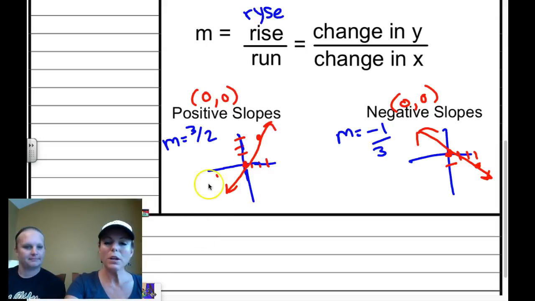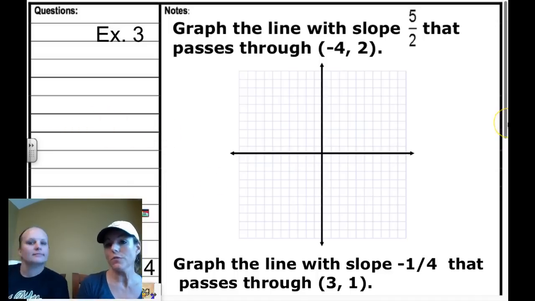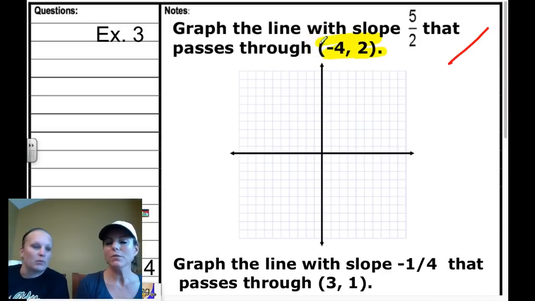Awesome. So if we go on to example 3 here, graph the line. It tells us the slope is 5/2, and it's passing through the point negative 4, 2. So right away, you should know when you see a positive slope, your graph is going to go up and to the right. So let's plot our point. Here's our point. We don't just start anywhere this time. No. It actually tells us.